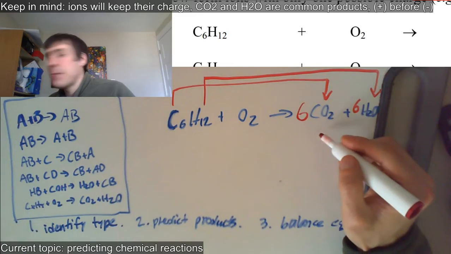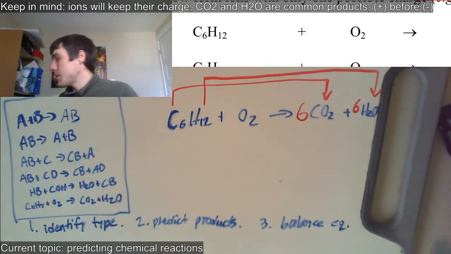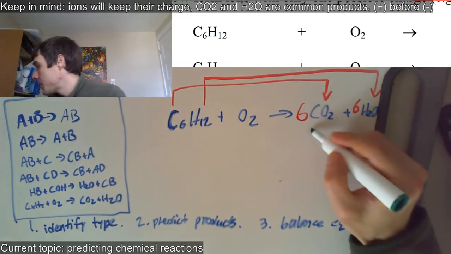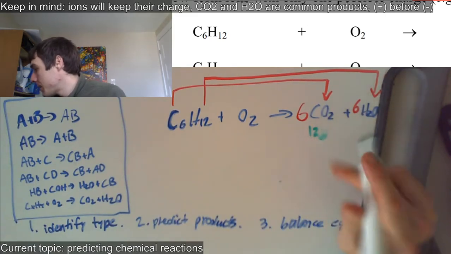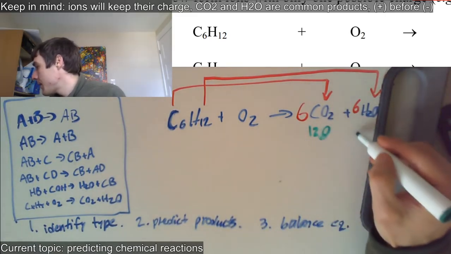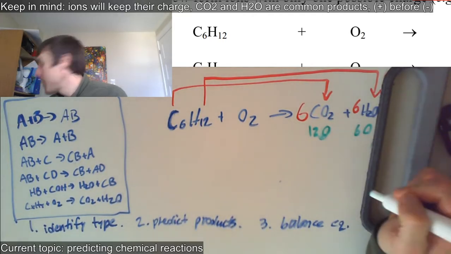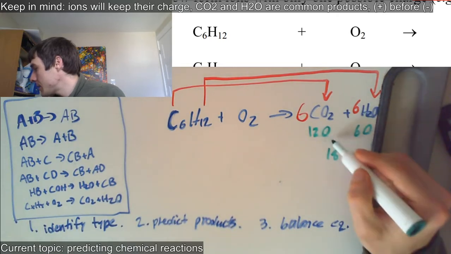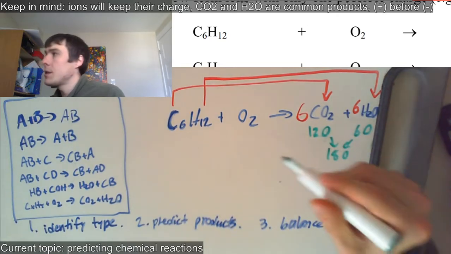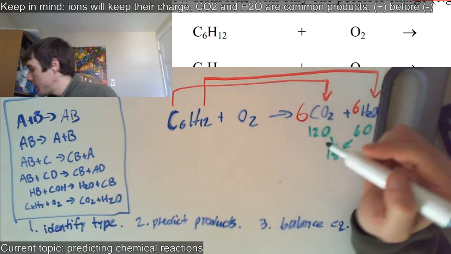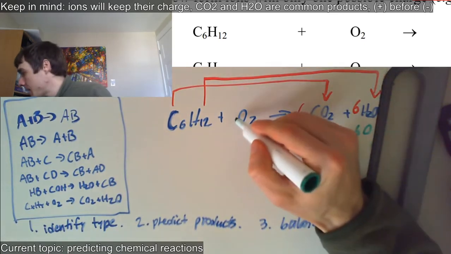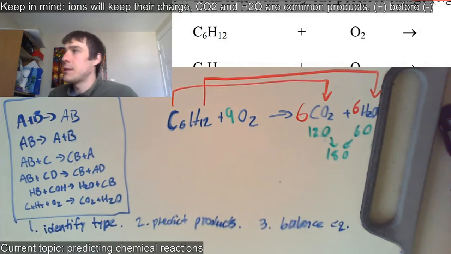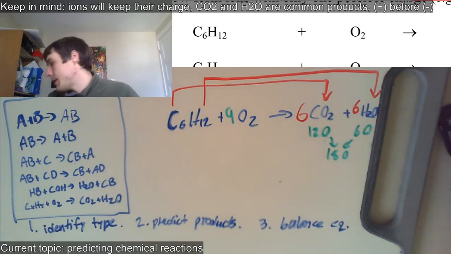Now we just have to figure out how much oxygen we've made. So how much oxygen have we made? We have 12 oxygen from here, 6 oxygen from here, that's 18 oxygen. Okay, 18 oxygens. What's O2 on this side? So to get 18 oxygens, we need 9 O2, and so that's our balanced reaction. C6H12 plus 9 O2 makes 6 CO2 plus 6 H2O. So that's our first one.